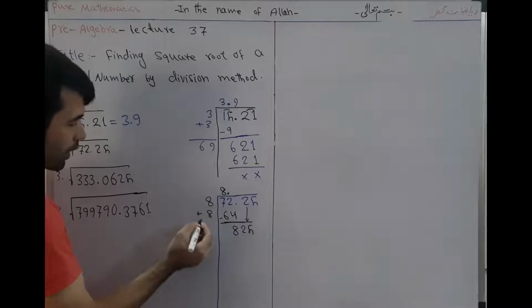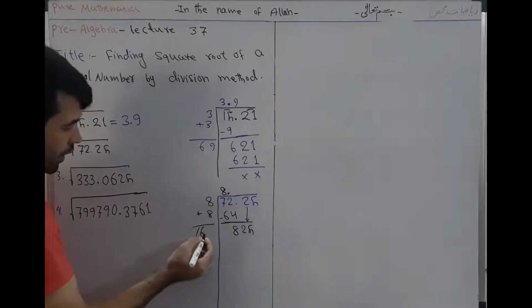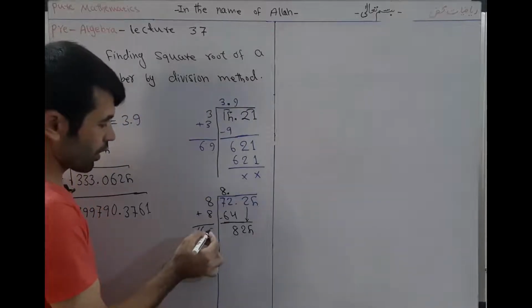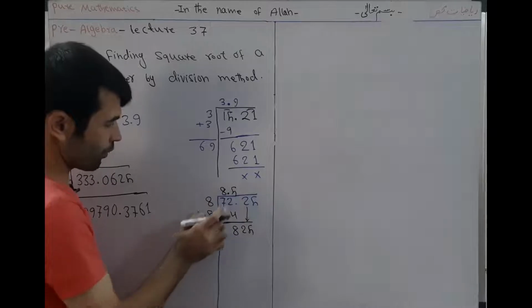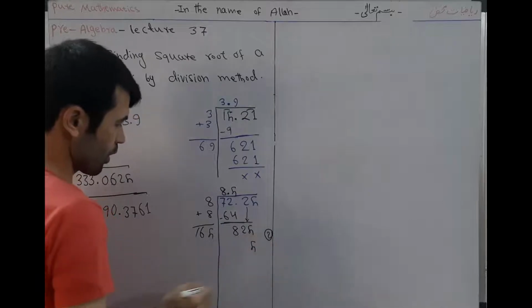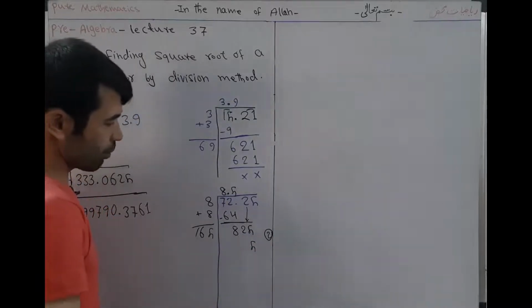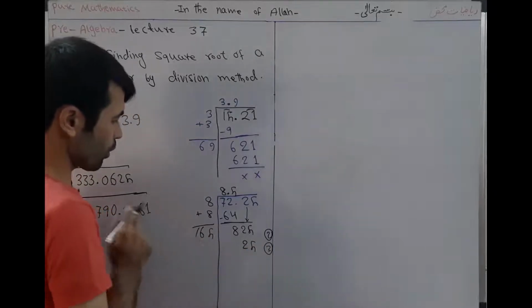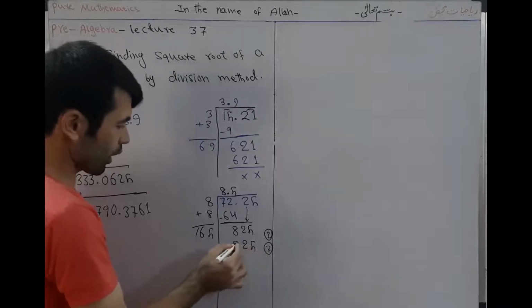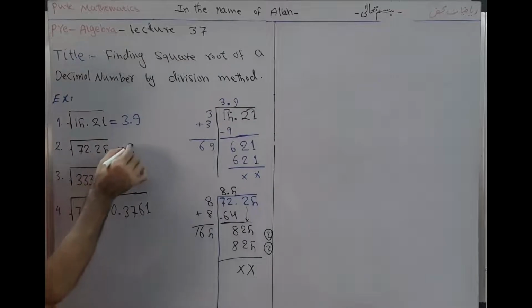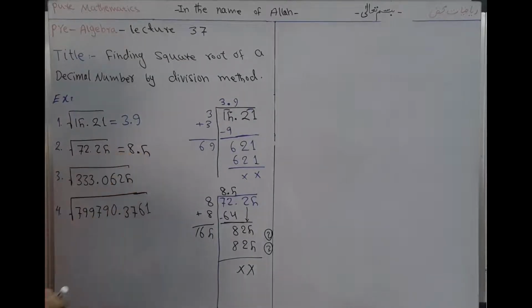8 plus 8 is equal to 16. Now here we have to put a number. If we multiply, 5 multiplied by 5 is 25, carry 2. 5 multiplied by 6 is 30, 30 plus 2 is 32, carry 3. 5 multiplied by 1 is 5, 5 plus 3 is equal to 8. Therefore, the answer is 8.5. 8.5 is the square root of this number.